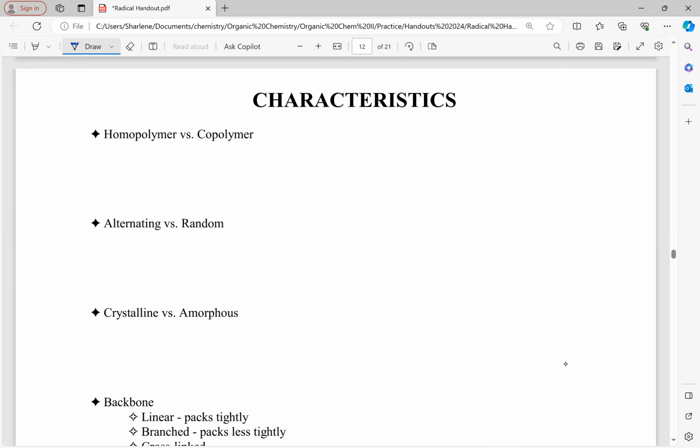All right. And that ends the discussion for addition versus condensation polymers. We'll do basic characteristics and some naturally occurring ones here in just a minute.